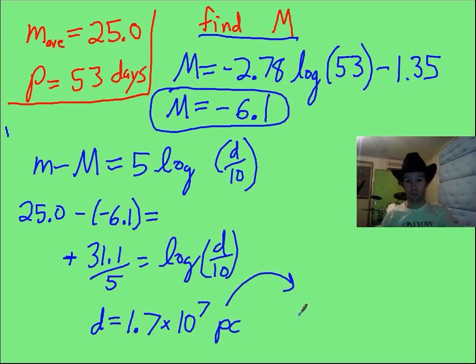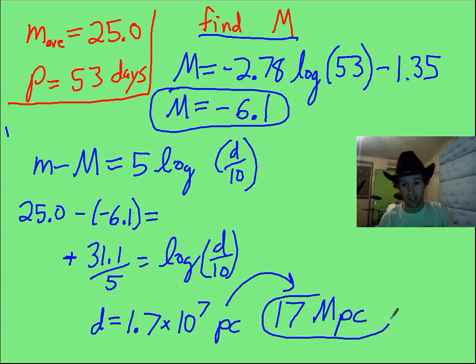Turn that into megaparsecs, which is usually what we use for the distance to other galaxies, or light years, and we're going to end up with 17 megaparsecs, which is crazy far, and there's going to be a lot of uncertainty in this, but yeah, when something's 17 million parsecs away, you're going to make allowances for some uncertainty, and you're going to say to yourself, I am an awesome astronomer.